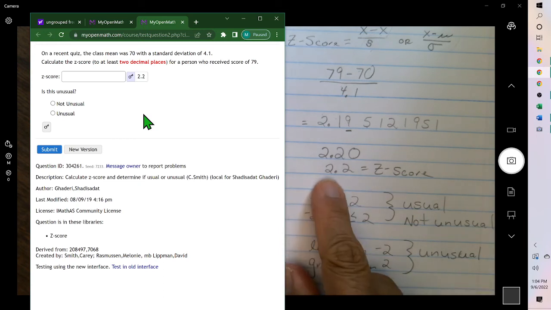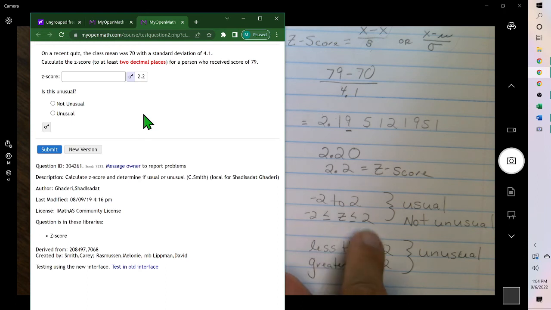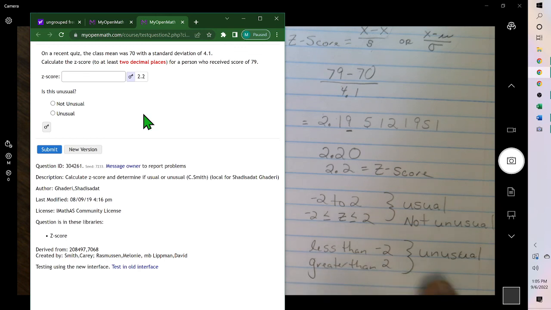Our z value was 2.2. 2.2 is not in this interval, so it's unusual. Or you could look at it this way, 2.2 is greater than 2, so it's unusual. So any z value that's less than -2 or greater than +2 is unusual.